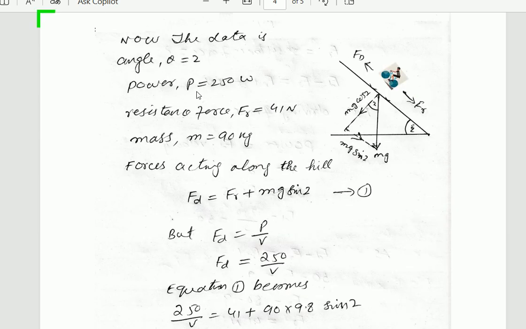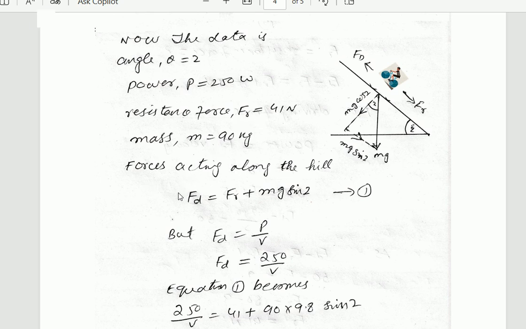As you can see in the diagram on the screen, there are different forces acting on the cyclist. Fd is the driving force, and in the backward direction there are the resistance force and the component of the weight, mg sine 2, in the backward direction. So now the data is: theta equal to 2 degrees, power is equal to 250 watts, resistance is equal to 41, mass is equal to 90 kg. The force acting along the hill is Fd, because Fd is in the upward direction and Fr and mg sine 2 are in the downward direction.